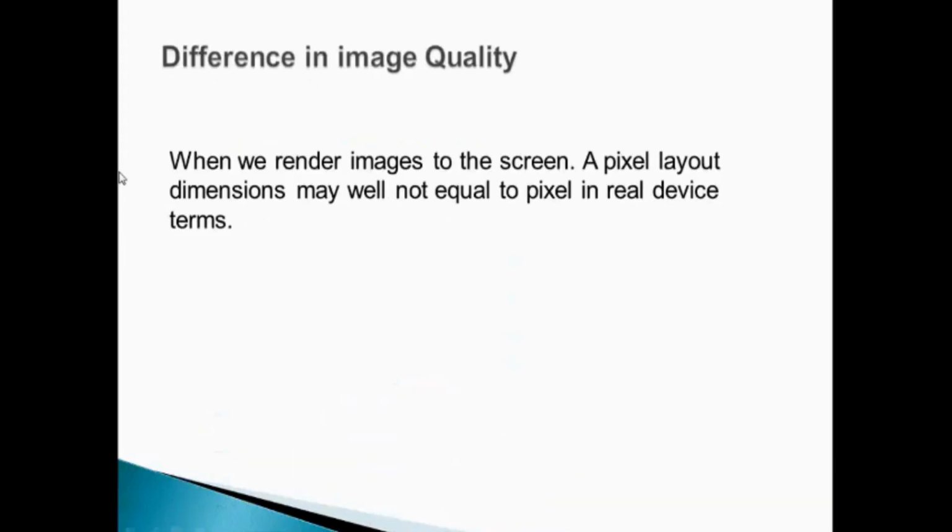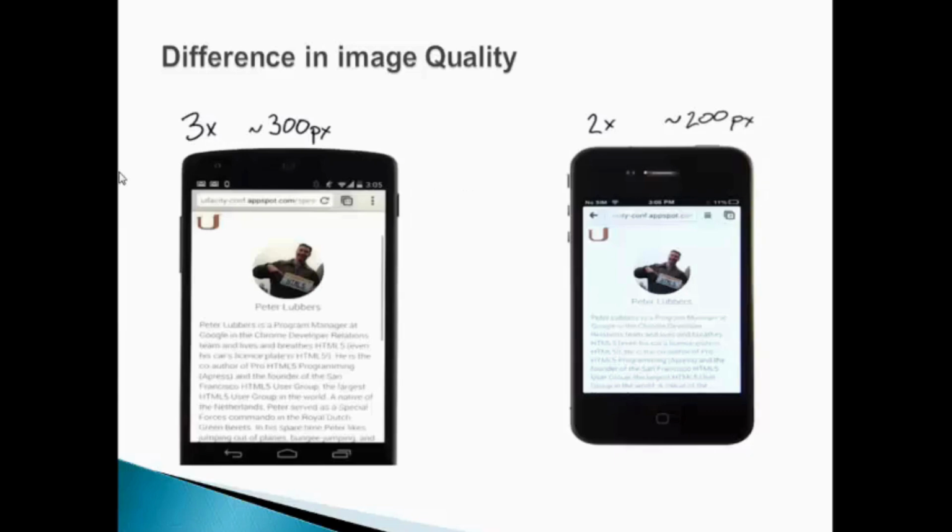When we render images to the screen, a pixel layout dimension may well not equal a pixel in real device terms. Here we have the same page on two different devices. But even though the image is approximately the same size on both devices, this image only needs less than half the pixels of this image to be rendered at 1:1.